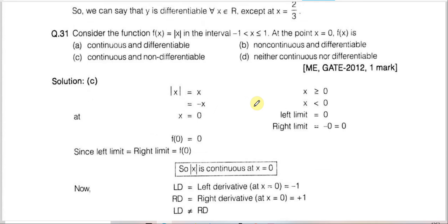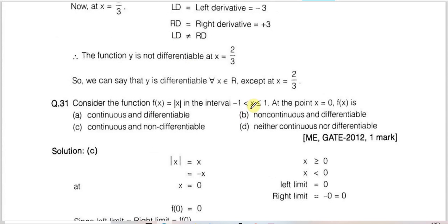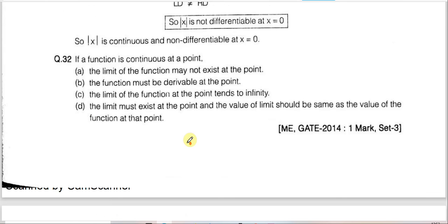Now next question. Consider the function f of x equal to mod x, at x equal to 0. So y equal to mod x, you can plot the graph directly. This is the y equal to x graph. For the modulus, this negative part we will erase and shift by taking the reflection about the x-axis. So this will be the graph of mod x, and here is the sharp corner, so it is not differentiable but continuous. So C is the correct answer.